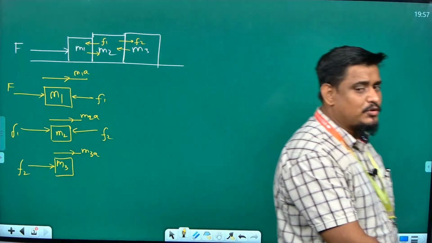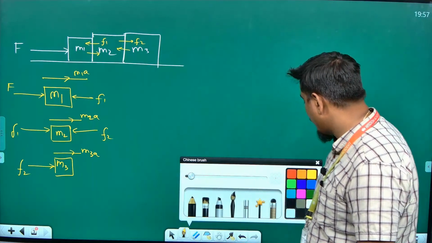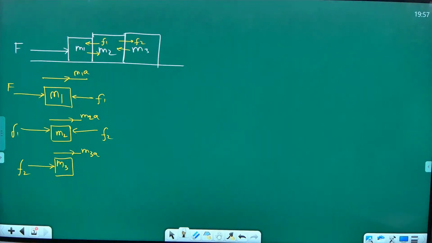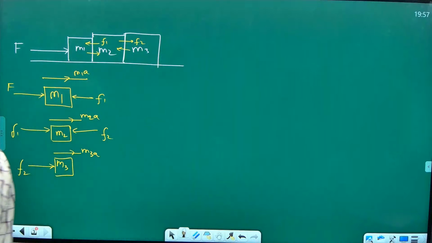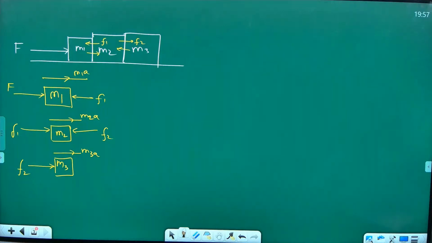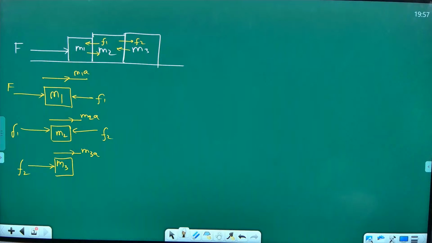Just check your diagrams against my diagram and match whether you have drawn the correct diagrams or not. If your diagram matches what I have drawn, then your free body diagrams are perfectly correct. Otherwise, you have made some mistake. Check whether your diagrams match what I have drawn. If it matches, good, you have understood the concept. Otherwise, check where you are going wrong. I will do it now, check from there, okay.